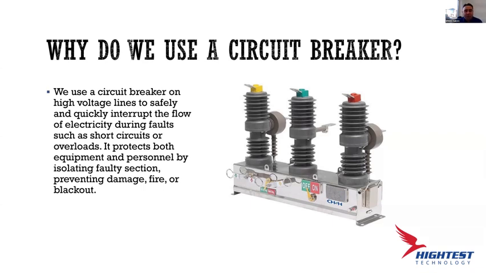Basically, we use a circuit breaker on high voltage lines to safely and quickly interrupt the flow of electricity during faults such as short circuits or overloads. It protects both equipment and personnel by isolating faulty sections, preventing damage, fire, or blackout.